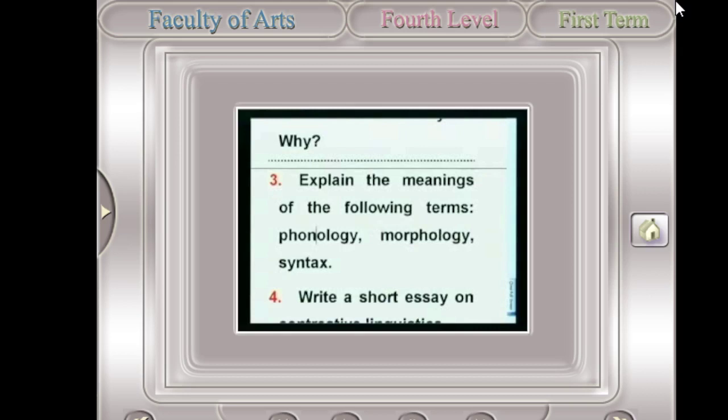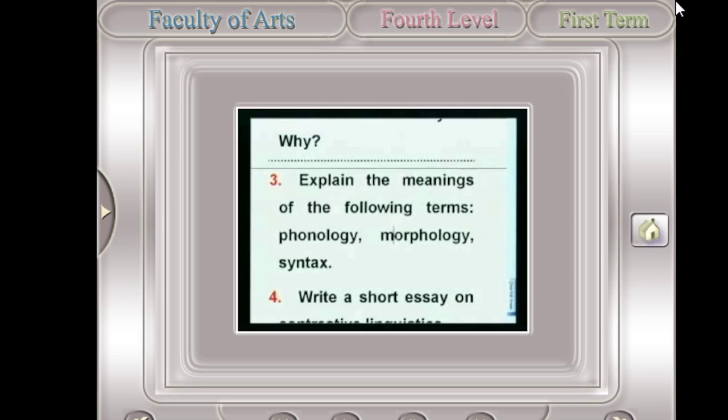Morphology studies the structure of words and meaningful parts of words. We have a whole chapter on that. We are not answering the question now. If we need an answer, we have a very long chapter on morphology in our book.